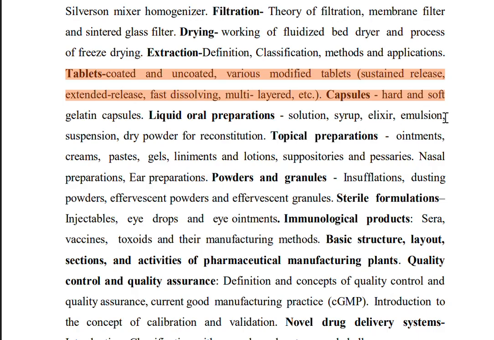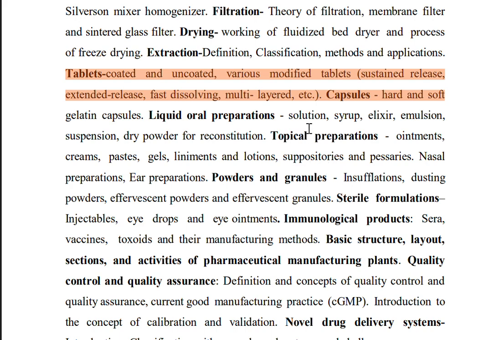And elixirs, emulsion types: oil in water, water in oil, or triple emulsion, oil, water, oil, or water, oil, water. These are the different classifications of emulsion. And then suspension, flocculated and deflocculated suspension, and dry powder for reconstitution. In which method dry powder constitution is used, like that. And moving on to the topical preparations: ointments, cream, pastes, gels, liniment, and lotions. Which method liniment is applied to the skin, either friction or without friction, like that for lotions.